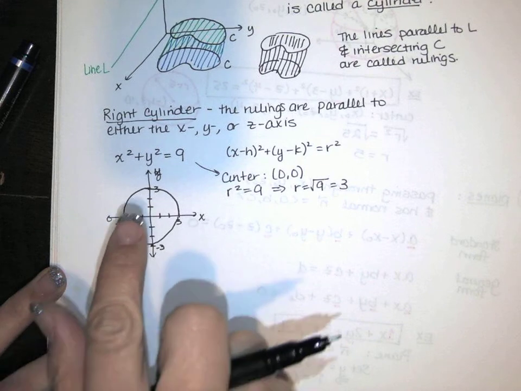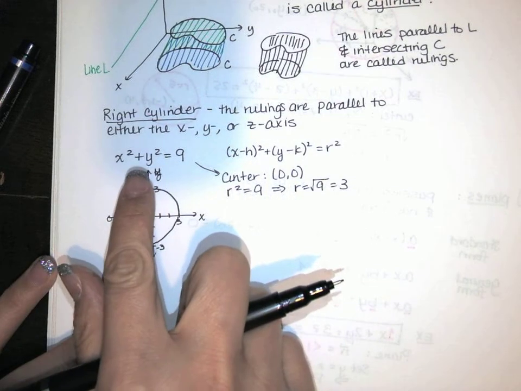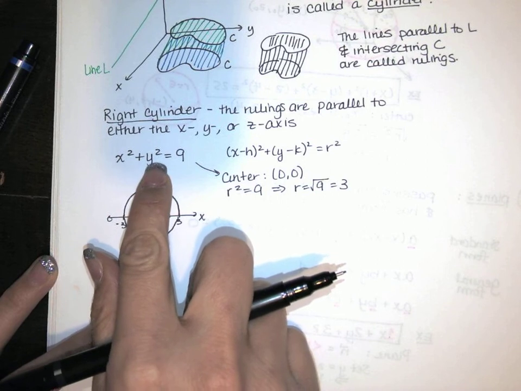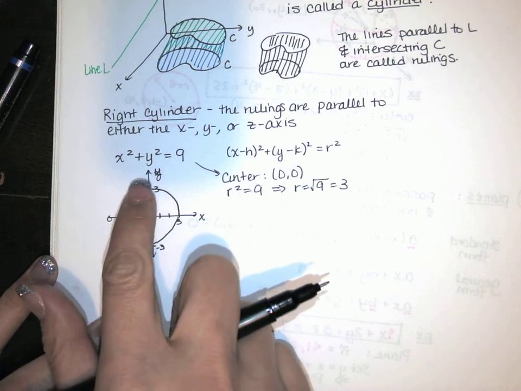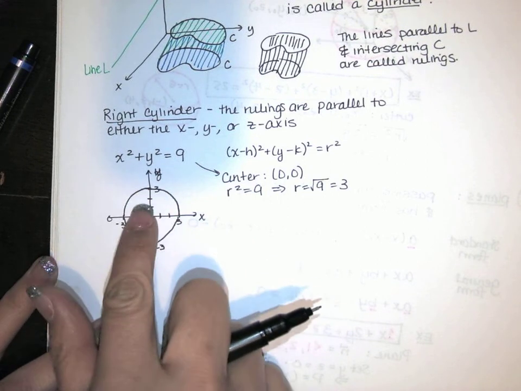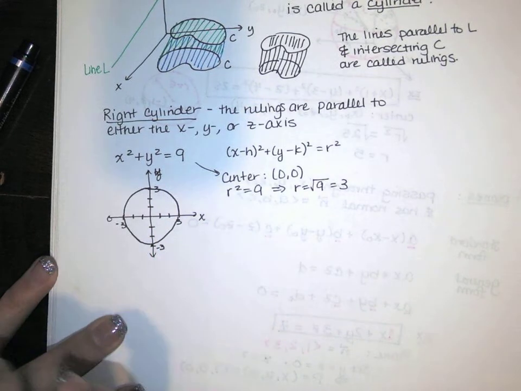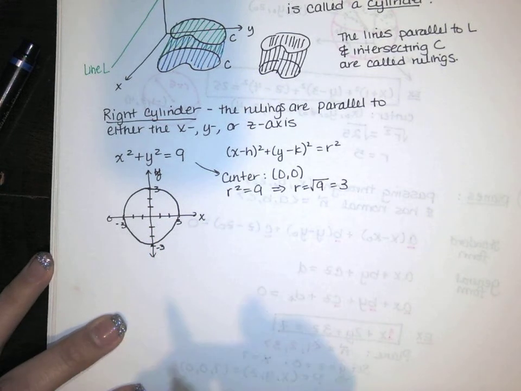Now, in Calc 3, since this only has two variables, we are going to have a right cylinder. This is what it looks like in the xy plane. But since z isn't on here, z is going to be free to be anything.